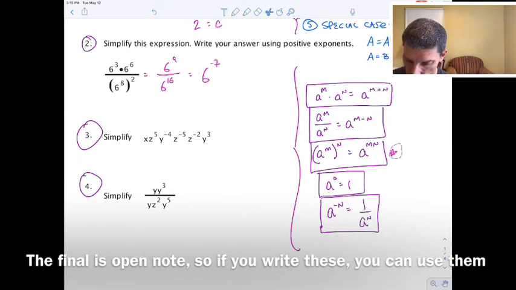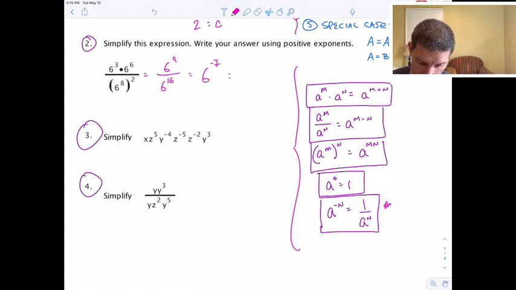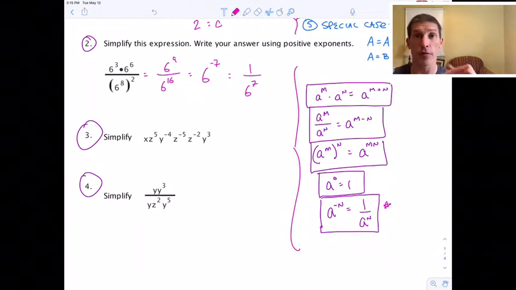Fantastic, except now I have a negative exponent, and that's rule number 5. Negative exponents are illegal, so we're going to go ahead and do what rule number 5 says, which is flip it over and make it positive, and now we're done. Lots of stuff going on there.